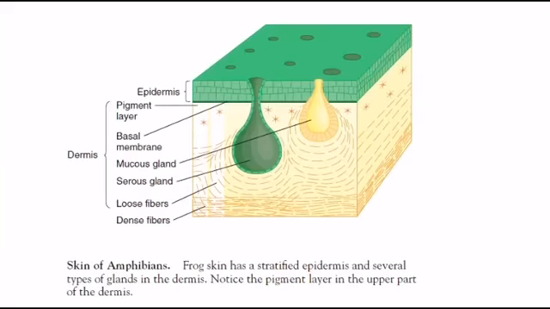This is the skin of amphibian. It is actually the diagram of a frog skin. The frog skin has stratified epidermis, as it is visible here. This epidermis is made up of many layers of cells, and several types of glands are present in the dermis. Like you see here, basal. These are mucus gland, serous gland. And notice the pigment layer in the upper part of the dermis. Here this is the pigment layer, and it gives color to the amphibians. Like a frog is of green color, so this pigment layer gives green color to the skin.